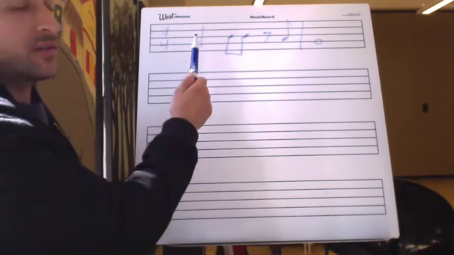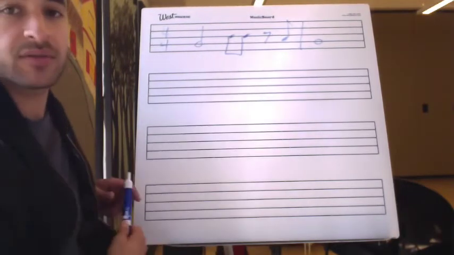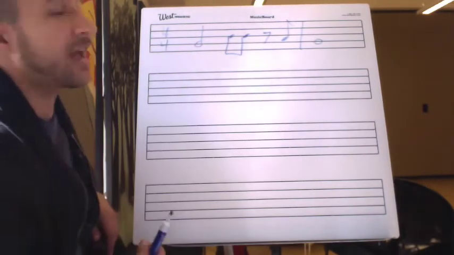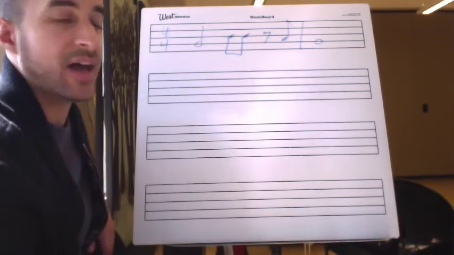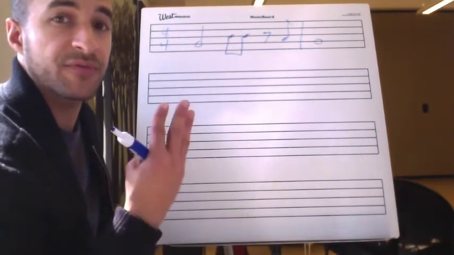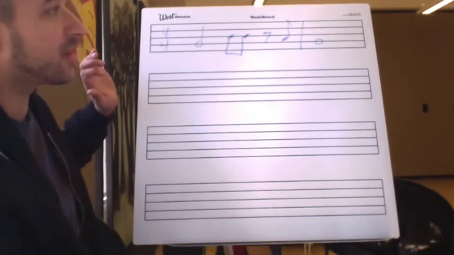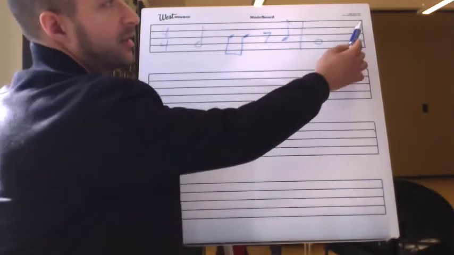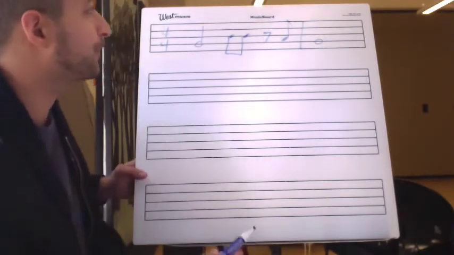So here's a half note worth 2 beats, 2 8th notes worth a half a beat each, an 8th rest worth a half a beat, an 8th note worth a half a beat, and there's a whole note. Notice that the whole note, because it's worth 4 beats in 4/4 time, is going to take up the entire bar. So there's a bar line here, and a bar line here, and that's all that can fit in that bar because it takes up all 4 beats.